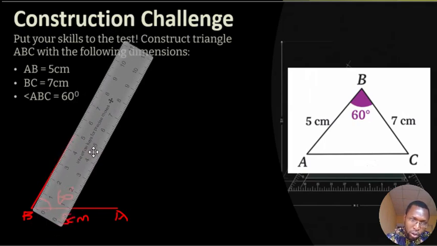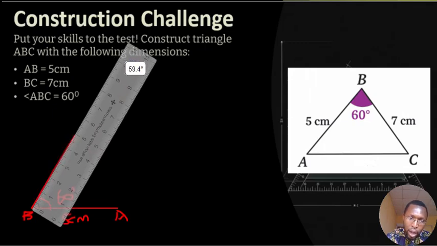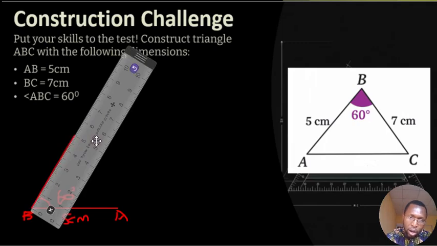Rotate it to be parallel to that line. So you can now adjust it. This is already 5, so we need to extend it to 7. We get our pencil and then extend it to 7, and once you stop there, that's it.